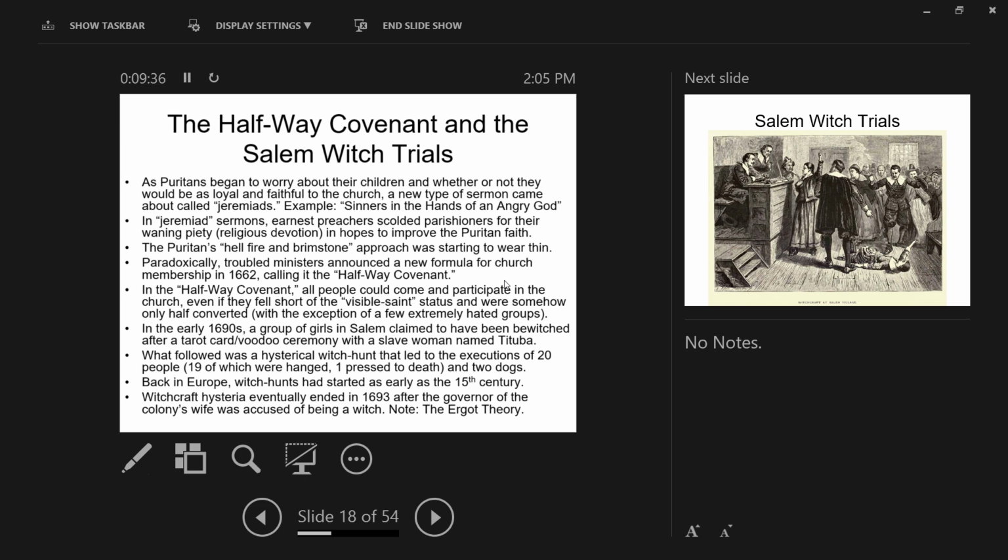These girls go through this sort of tarot card voodoo ceremony with a West African slave by the name, she's probably from the Caribbean, but by way of West Africa, by the name of Tituba. After all this goes down, these girls start to convulse. They start to have hallucinations. They're barking like dogs. They're doing all this crazy stuff. And they're blaming this woman for bewitching them.